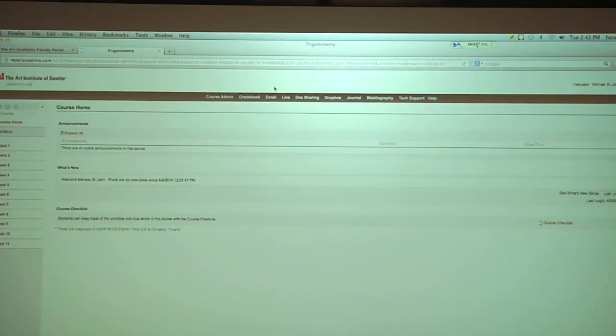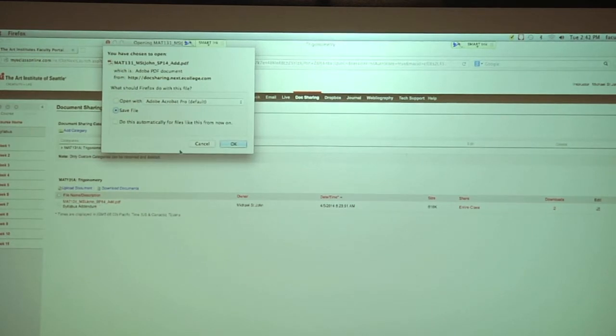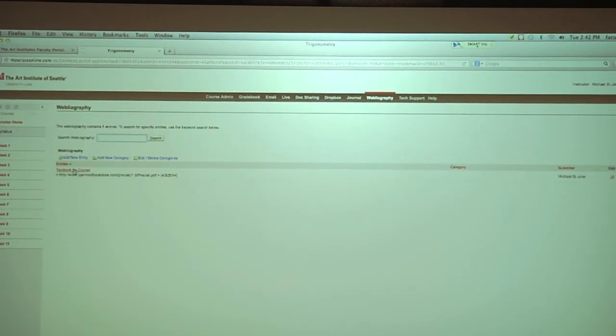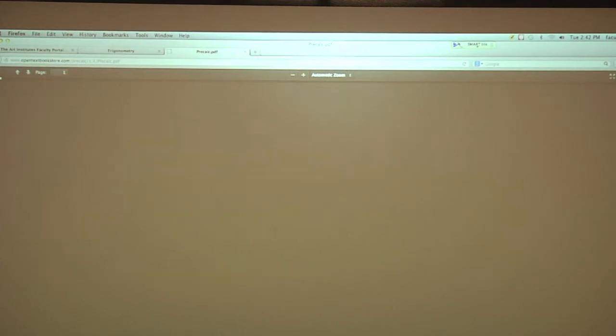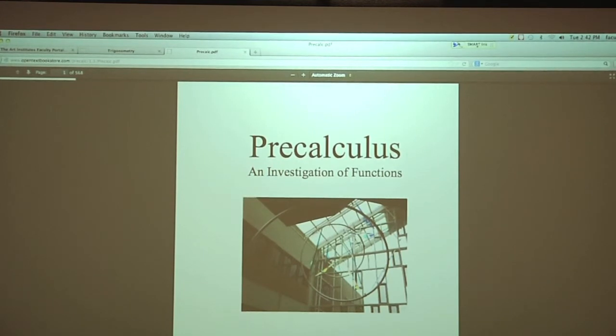Again, as I mentioned earlier, the textbook for the course is under the Web tab. This book is put together by a couple of people from the University of Washington. It is a real book. You just don't have to pay for it.